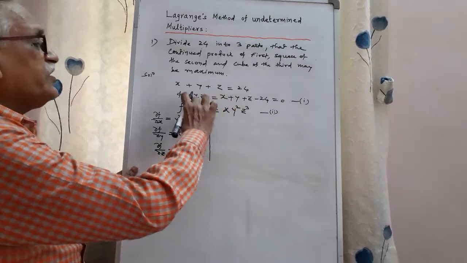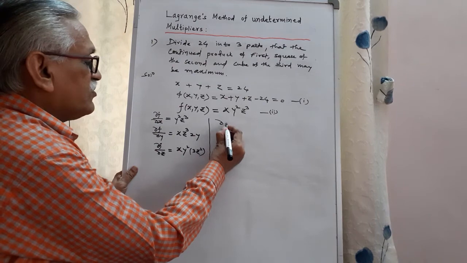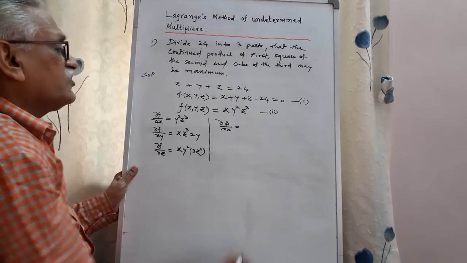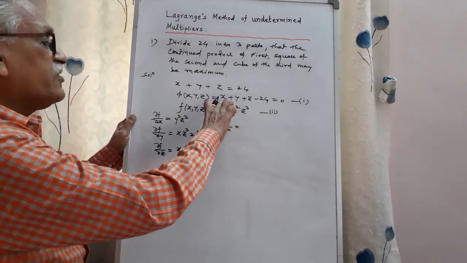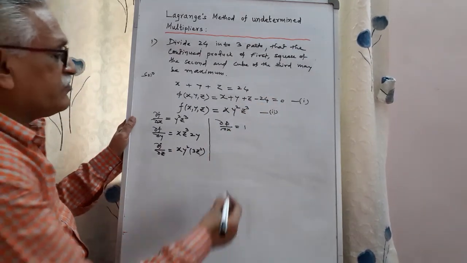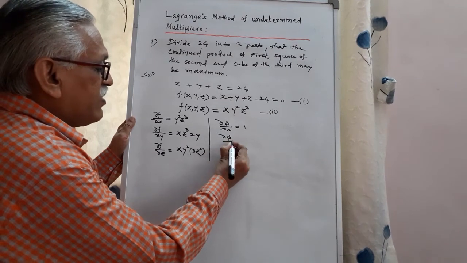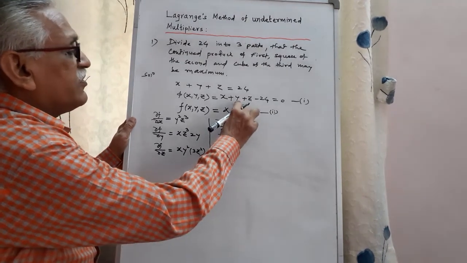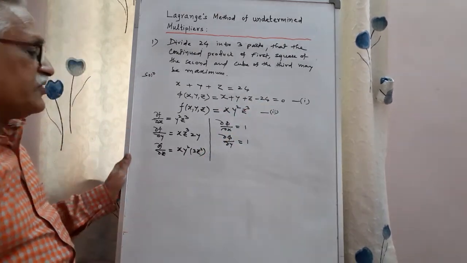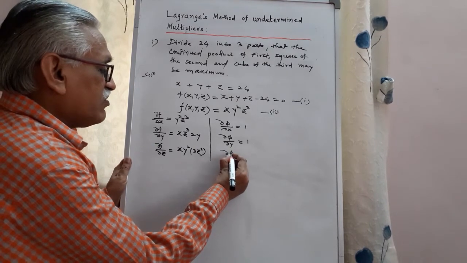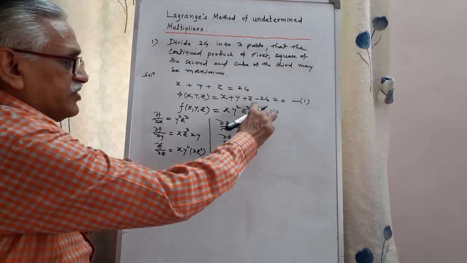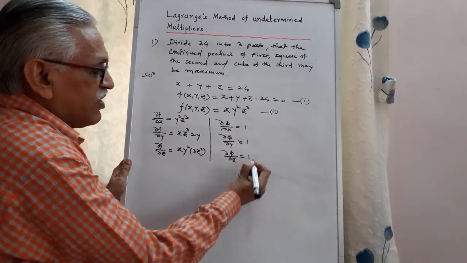Then we differentiate phi with respect to x, y, z. Therefore, dou phi by dou x. What is dou phi by dou x? Its derivative with respect to x is 1. Other terms are constant terms. Therefore, the derivative is 0. Dou phi by dou y: the derivative of y with respect to y is 1. Again, others are constant terms, so the derivative is 0. And dou phi by dou z, differentiating it with respect to z, we get 1.